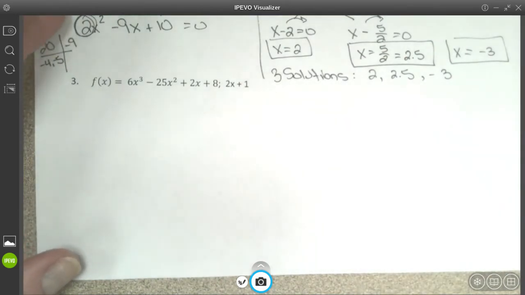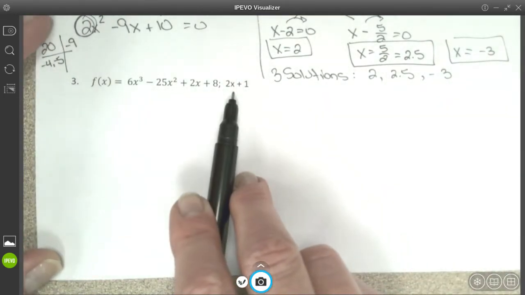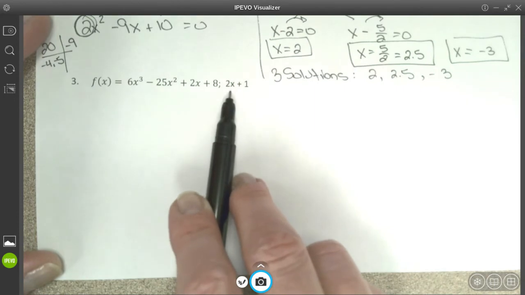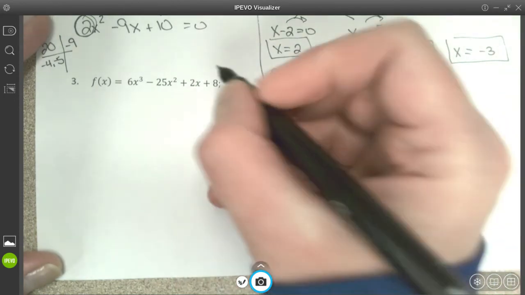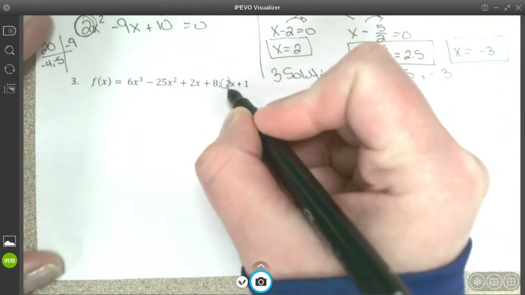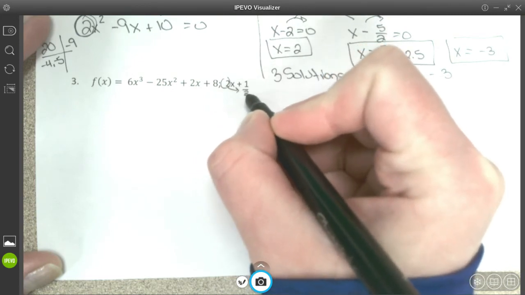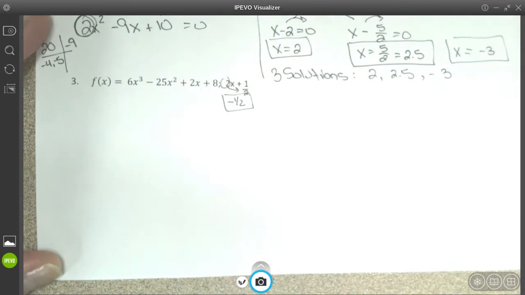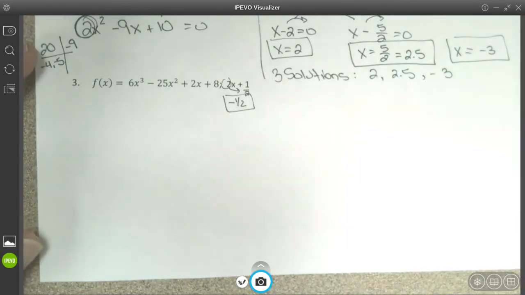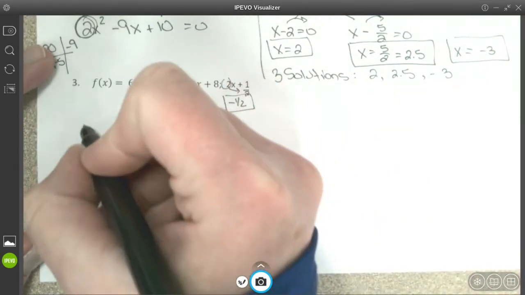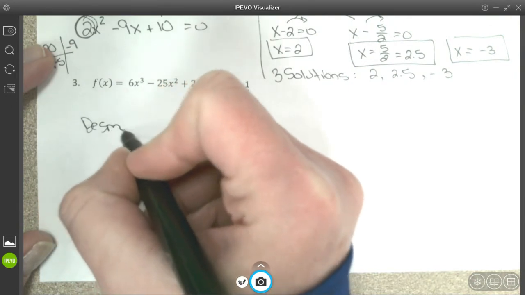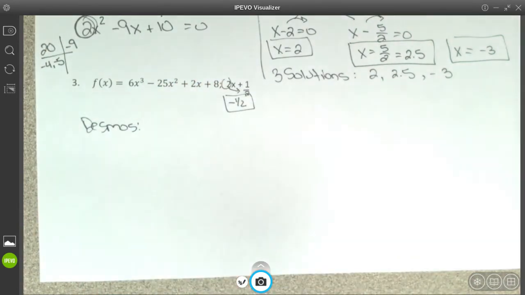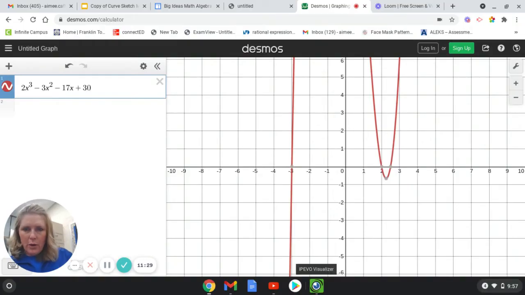Let's do another one. So if 2x plus 1 is my factor, remember I'm going to take this 2 and I'm going to swing it to the back. And so I'm testing negative 1/2. So let's flip over to Desmos and enter that equation in.